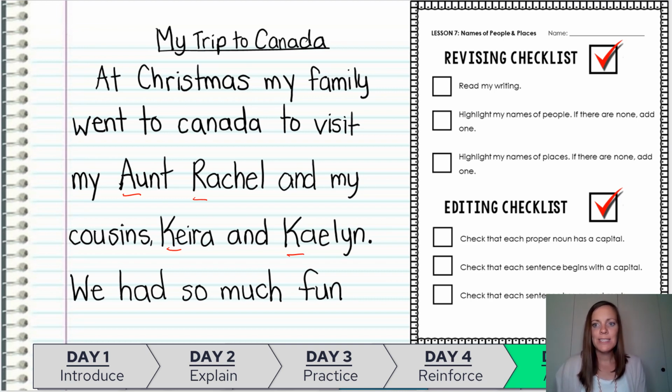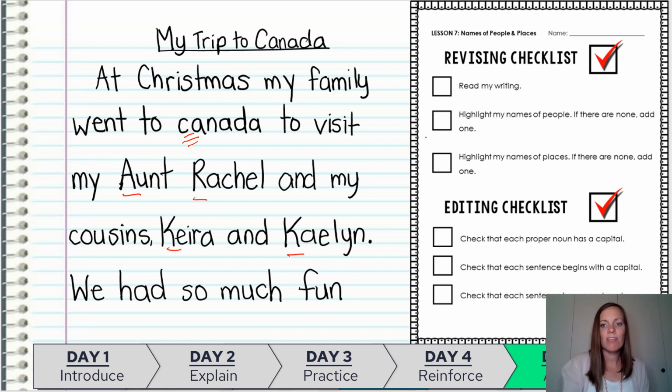Highlight my names of places. If there are none, add one. Okay, I got Canada. Good. So I have already used proper nouns in my writing. That's great. Now my editing checklist, check that each proper noun has a capital. Canada, I forgot. So I'm going to put 3 little lines. Aunt Rachel is good, Kira is good, and Kaylin is good.